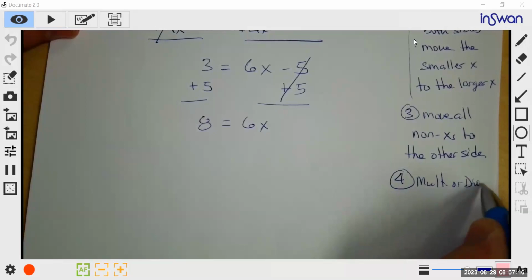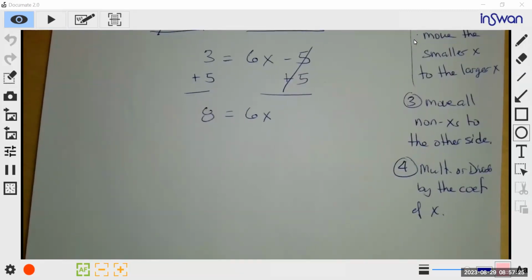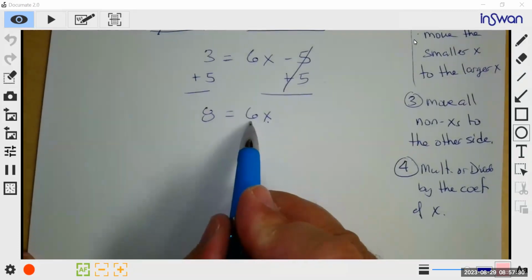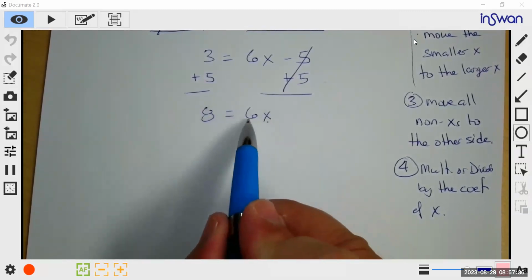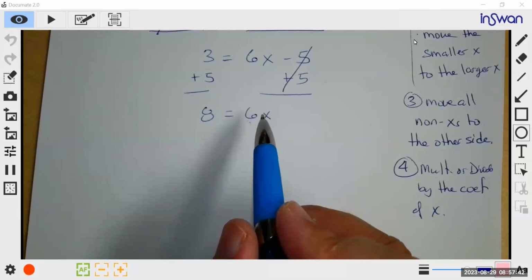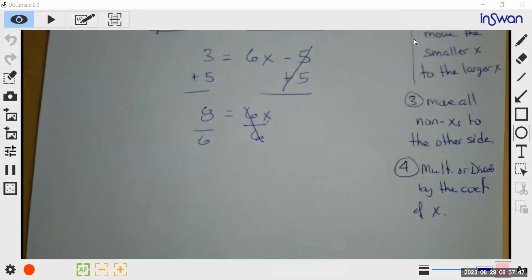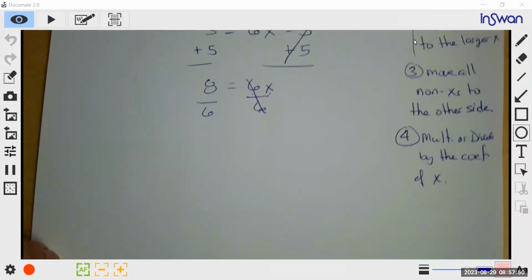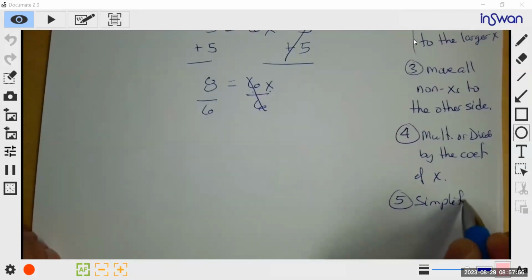Multiply or divide by the coefficient of x. Because remember, we're trying to get the x by itself. So we have to get rid of the 6. How do you get rid of the 6? Divide. Because how is 6 connected to x? It's multiplied. What's opposite of multiplied? So we divide both sides by 6. And then simplify your answer.